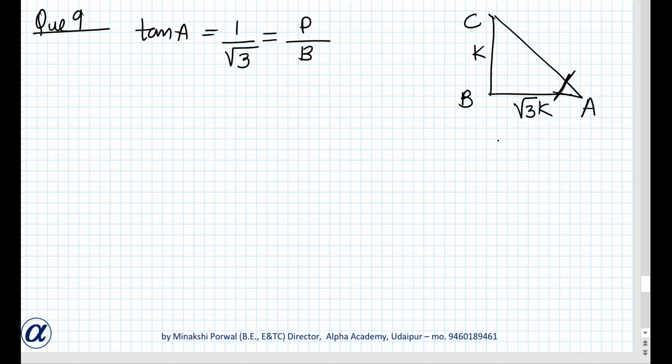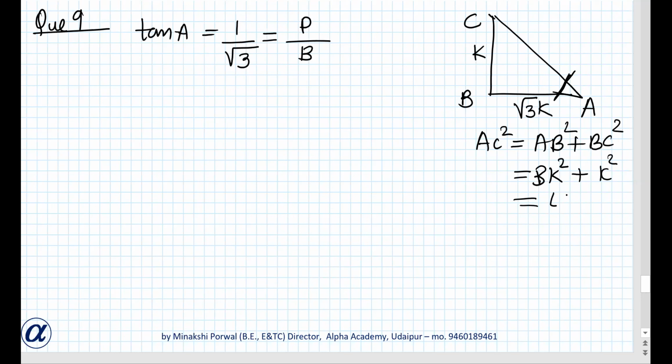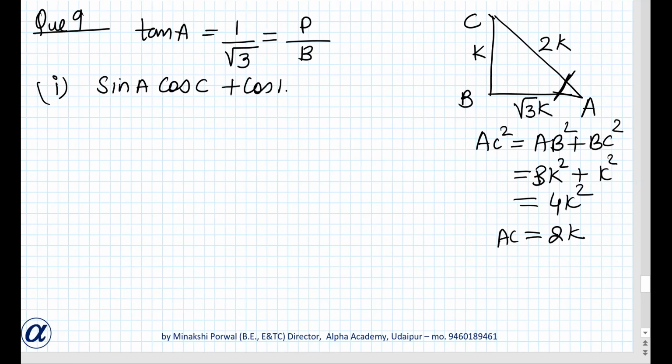We can find the hypotenuse. AC square equals AB square plus BC square. That is equal to root 3K whole square, so it will be 3K square plus BC is K square. So it is 4K square, or AC will be equal to 2K. Okay, so this is 2K. Now we have to find sin A, cos C, cos A, sin C. All these things will be required.